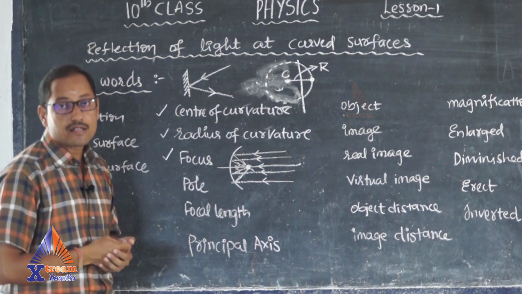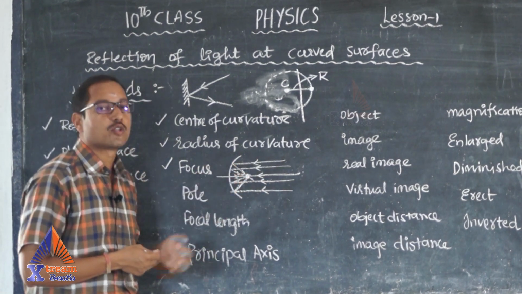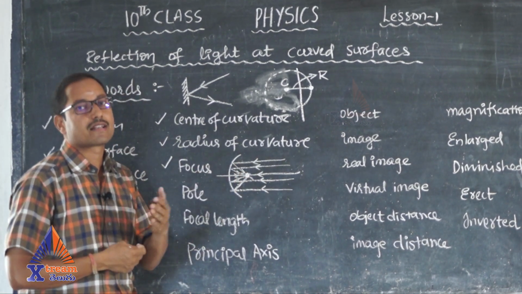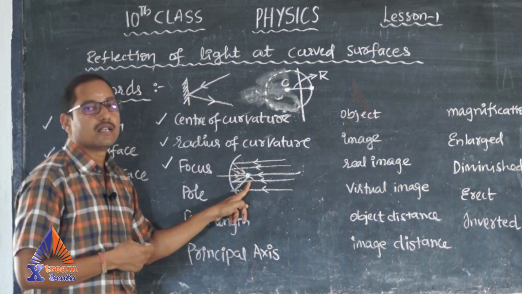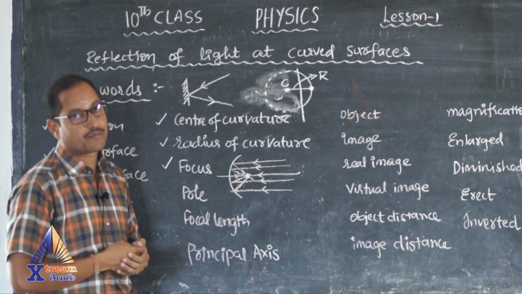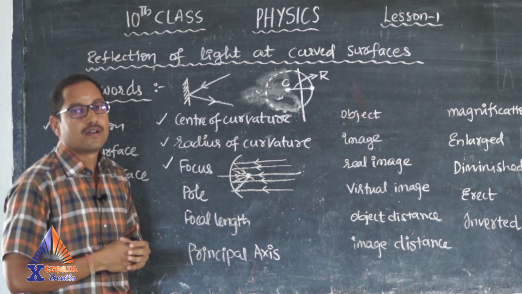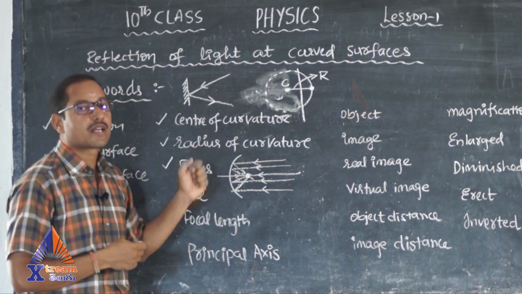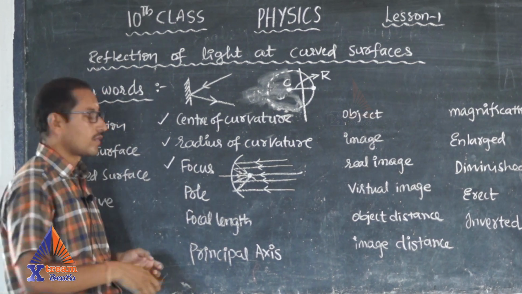What are paraxial rays? Paraxial rays are nothing but the rays which are parallel to the principal axis. All the paraxial rays will be concentrated or reflected through the focus. The point which receives all the reflected rays, when the incident rays are paraxial, is called the focus.